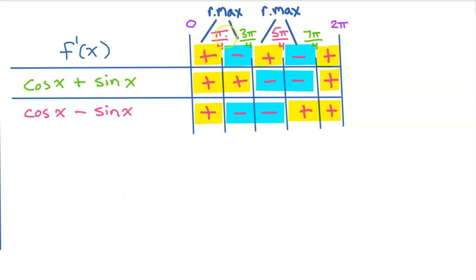Also, f of x will have a relative max at pi over 4 and 5 pi over 4 because f prime changes from positive to negative in both cases. Similarly, f of x will have a relative min at 3 pi over 4 and 7 pi over 4 because f prime changes from negative to positive in both cases.